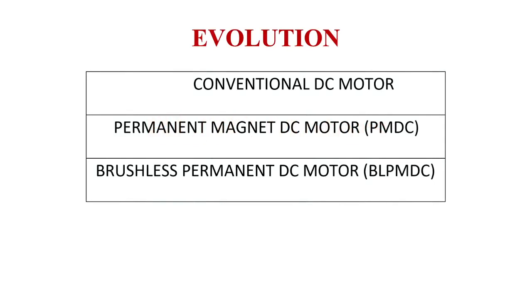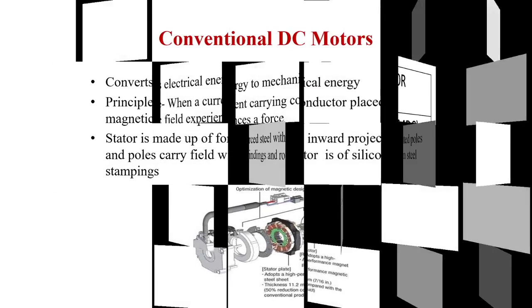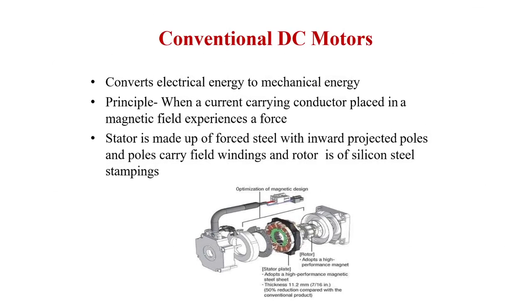Before going to see the brushless permanent DC motor, we have to see the conventional DC motor and permanent magnet DC motor. Then we are going to see about brushless permanent DC motor. So let us first see what is a conventional DC motor. A DC motor is a machine which converts electrical energy into mechanical energy, and the operating principle based on which a motor works is whenever a current carrying conductor is placed in a magnetic field, it experiences a mechanical force.